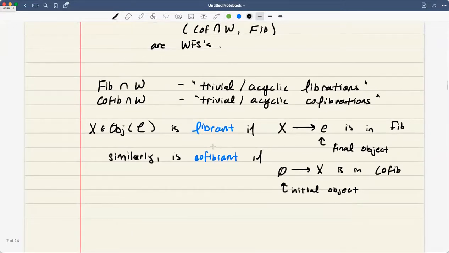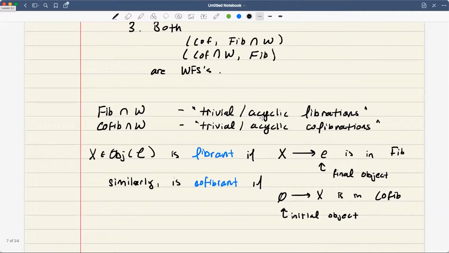Okay, and so we say that an object in the category is fibrant if the unique morphism to the final object is a fibration, and similarly cofibrant if the unique map from the initial object is a cofibration. And if we think back to what we really get out of this, well, if you're a cofibrant object, then this is a cofibration.